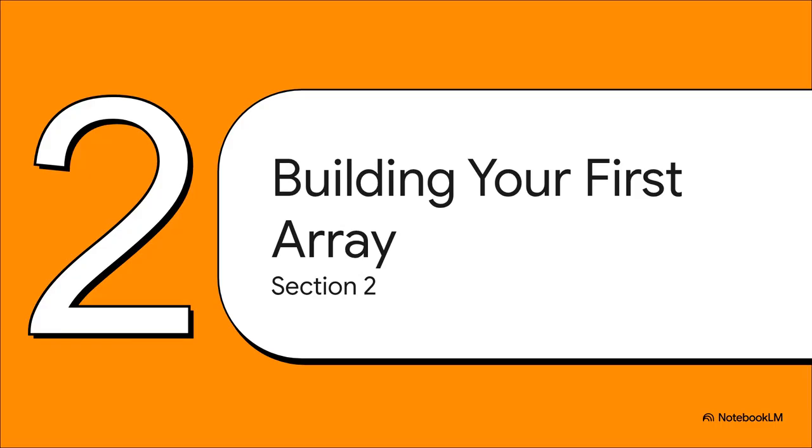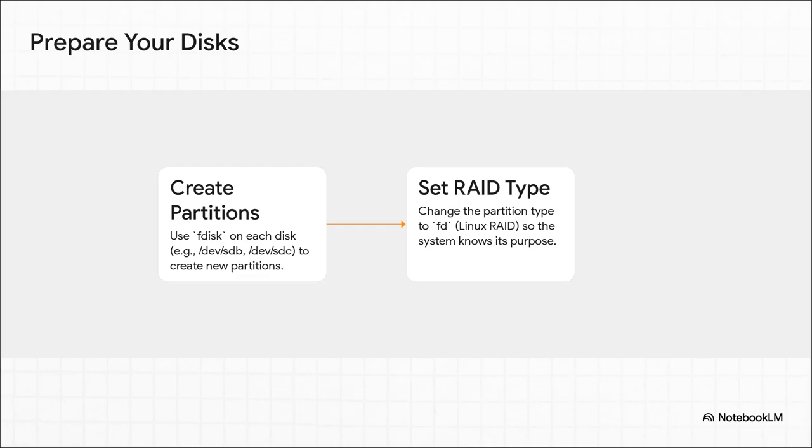Okay, enough with the theory. It's time to get our hands dirty. Let's walk through exactly how to build your very own RAID 0 array. First things first, we've got to prep our ingredients. You can't just grab any old partition. We need to create brand new partitions and then flag them, telling Linux, hey, these guys are special. They're part of a RAID team.